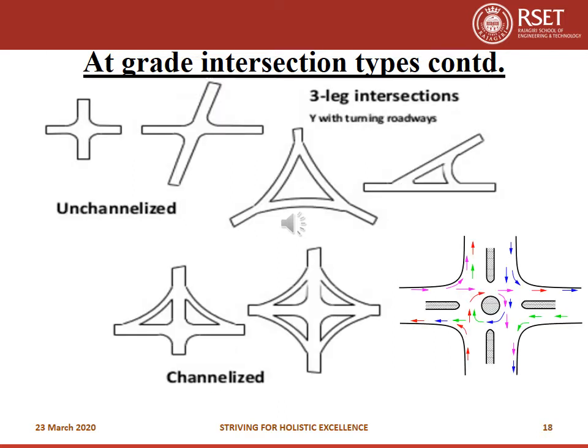Here also you can see two unchannelized intersections which are having four legs, and all others are channelized intersections. You can see channels are given as triangles. So vehicles will move in an ordered path in channelized intersection. And the last figure is a rotary intersection. In that also you can see vehicles are moving in an ordered path due to the presence of channelizing islands.